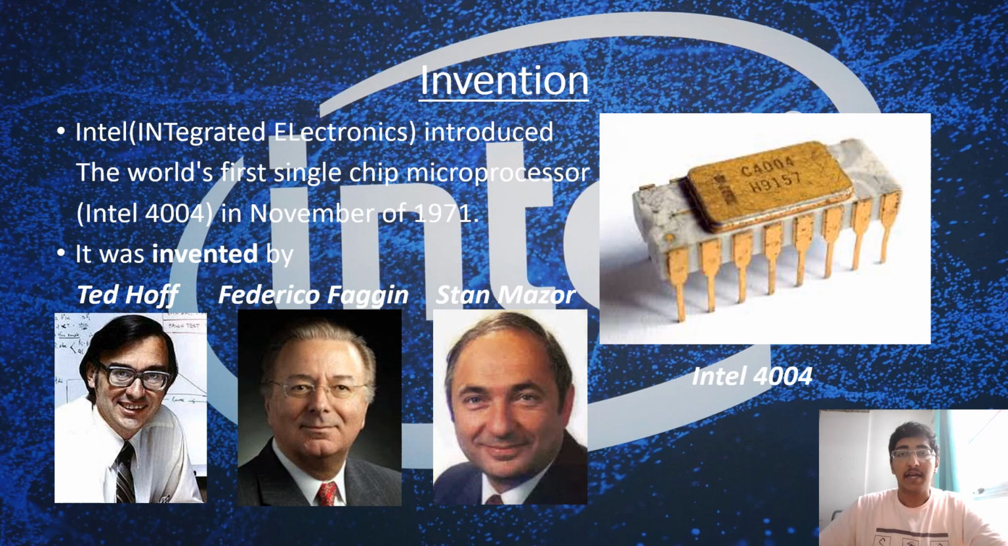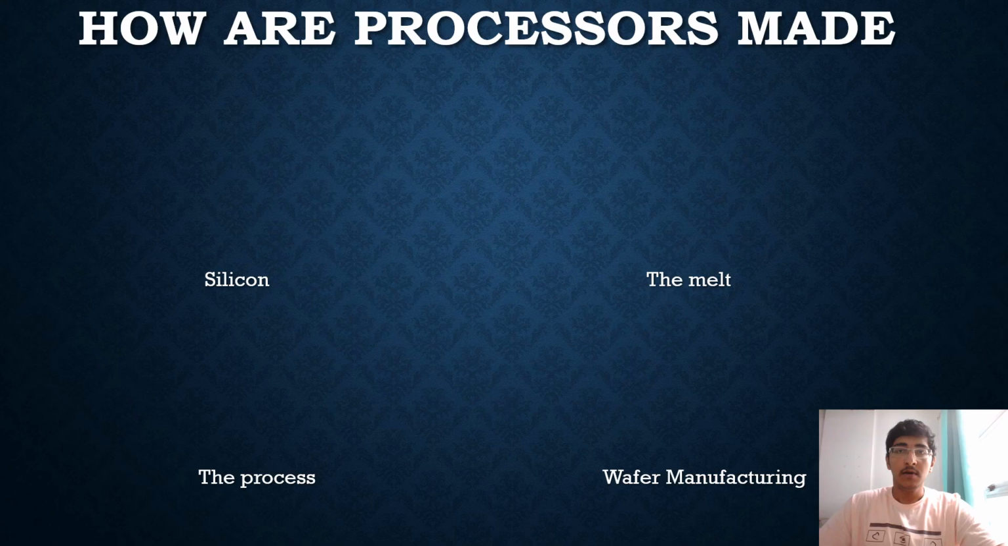The invention of microprocessors. So the very first microprocessor was developed by Intel in the year 1971 in the month of November. The name of the first microprocessor was Intel 4004. It was developed by Ted Hoff, Federico Faggin and Stan Mazor. You can see the image of the microprocessor on the right hand side of your screen. Now I will discuss this in detail in later slides, so I will move to the next topic.